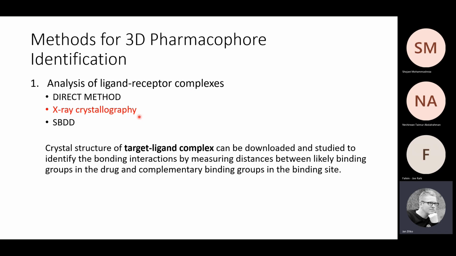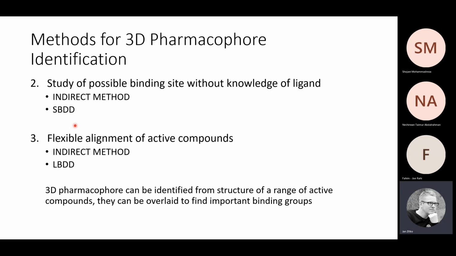You will just have a look at the interactions which are observed between the ligand and the receptor, and based on these interactions you will construct the pharmacophore model. This approach definitely belongs to structure-based drug design methods. If you remember, structure-based drug design methods are methods for which you need to know the structure of the receptor, which is exactly this case. Then we have 2 indirect methods of determining a pharmacophore.